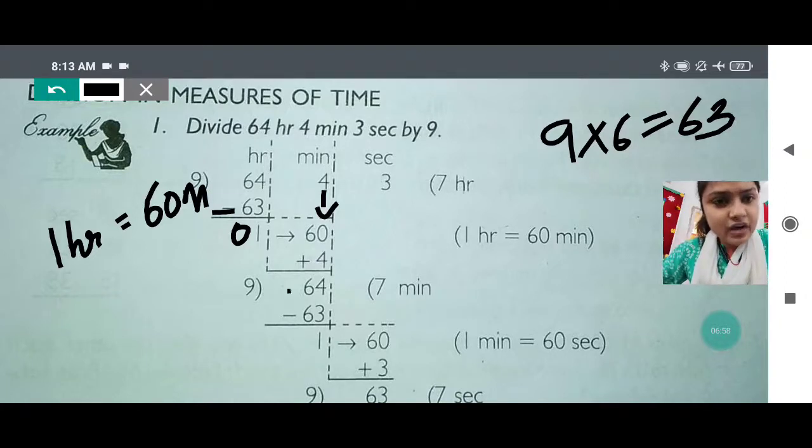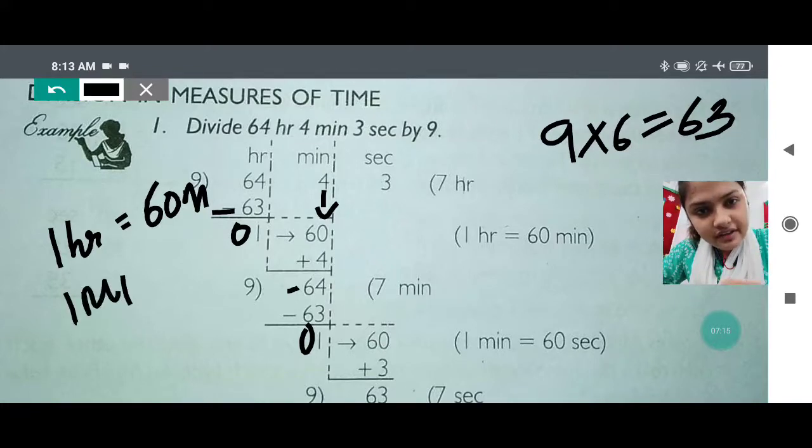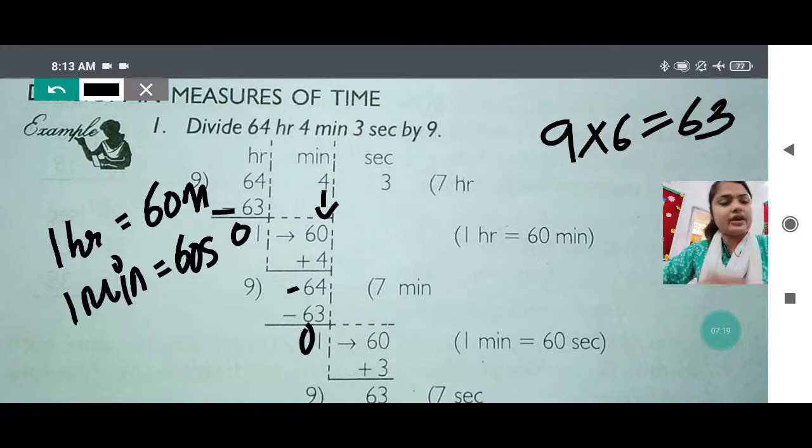So that 64 again we will divide by 9. So it is divisible in 6 times. That is we are getting 63. We will write 63 just below 64 and we will subtract. 4 minus 3 is 1. 6 minus 6 is 0. So we are getting 1 again. Now the 1 minute which we are getting will get converted into 60 seconds.